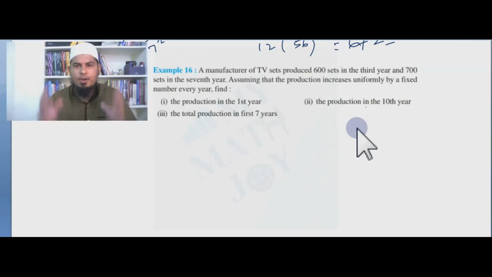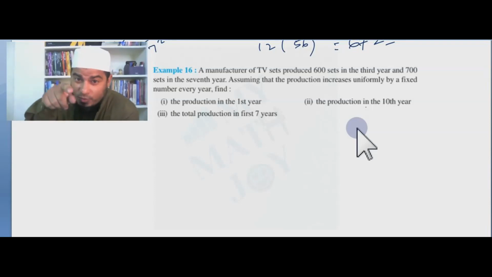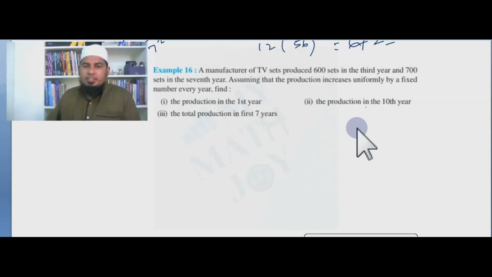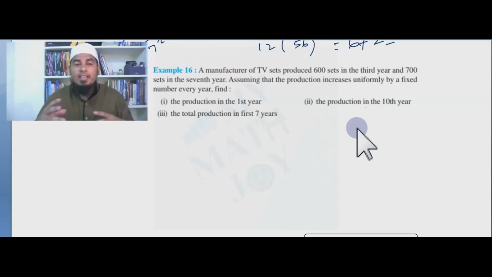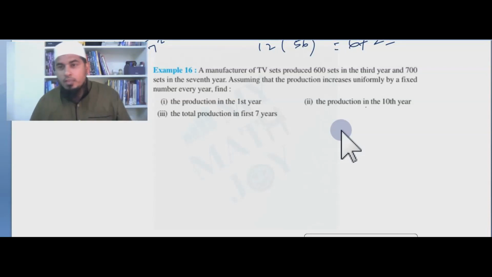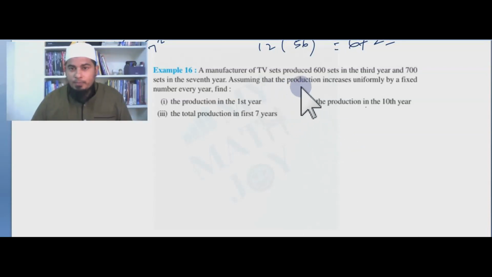Here is another model question where a word problem type of question is asked. Please see the question here. The manufacturer of TV sets produced 600 sets in the third year and 700 sets in the 7th year. It means he has not given the first term and second term. He's just telling that in third year this much, in 7th year this much. It means just like in AP, he has not given us first term and d, he gave some 2 terms like that. Assuming that the production increases uniformly by a fixed number every year, it means it forms an AP.